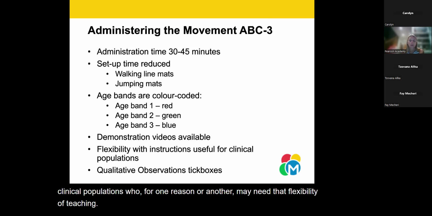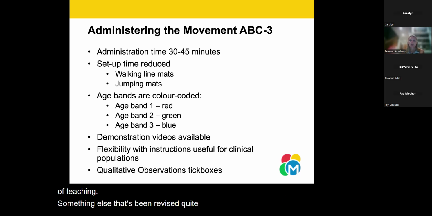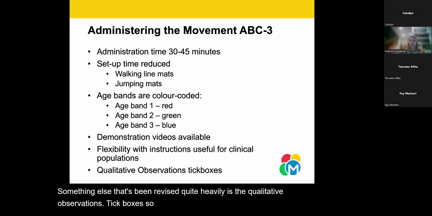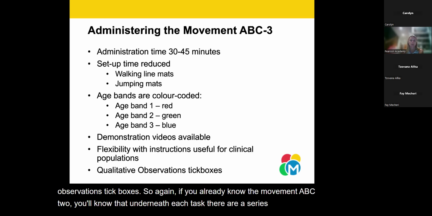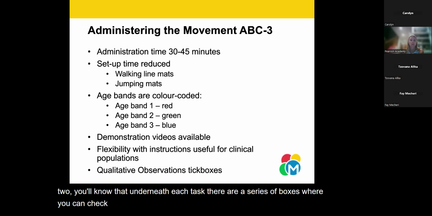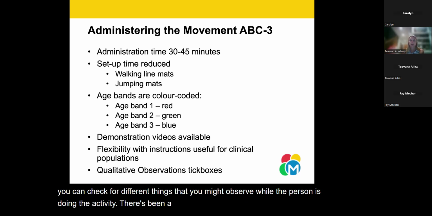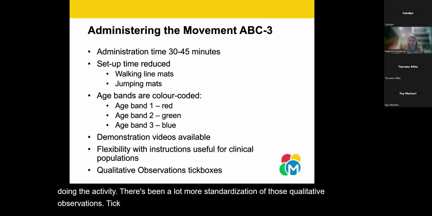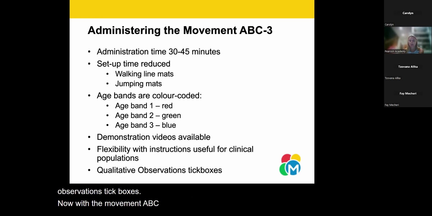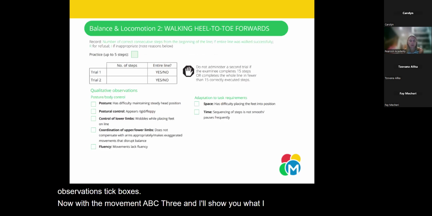Something else that's been revised quite heavily is the qualitative observations tick boxes. So again, if you already know the movement ABC-2, you'll know that underneath each task, there are a series of boxes where you can check for different things that you might observe while the person is doing the activity. There's been a lot more standardization of those qualitative observations tick boxes now with the movement ABC-3, and I'll show you what I mean by that.